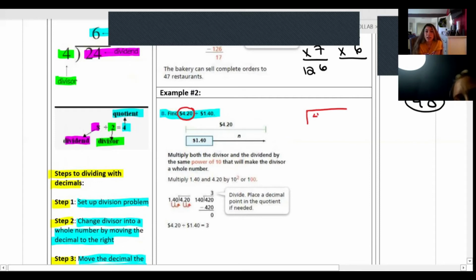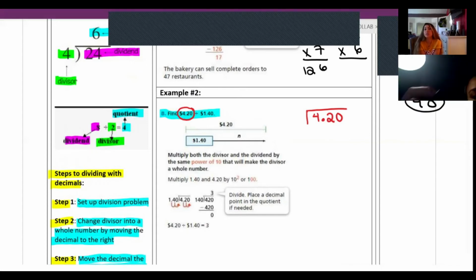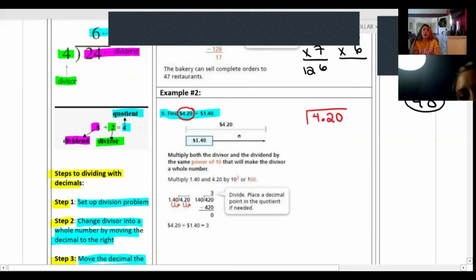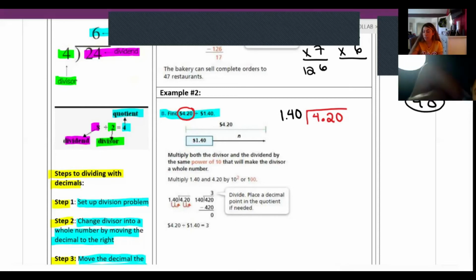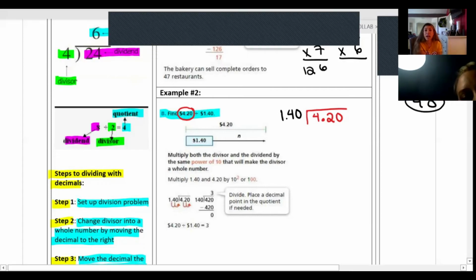So our dividend goes into our house, so $4.20 goes into our house, and $1.40 goes outside in our divisor spot, just like Miss Flemington is setting up here. So now you want to ask yourself, does my divisor, what's outside of my house, have a decimal in it? And it does, right? $1.40 has a decimal. So we want to get rid of that decimal by moving our decimal over to the right.